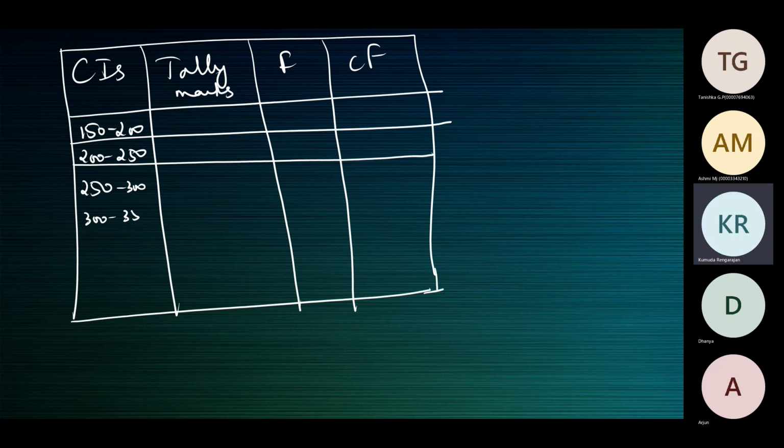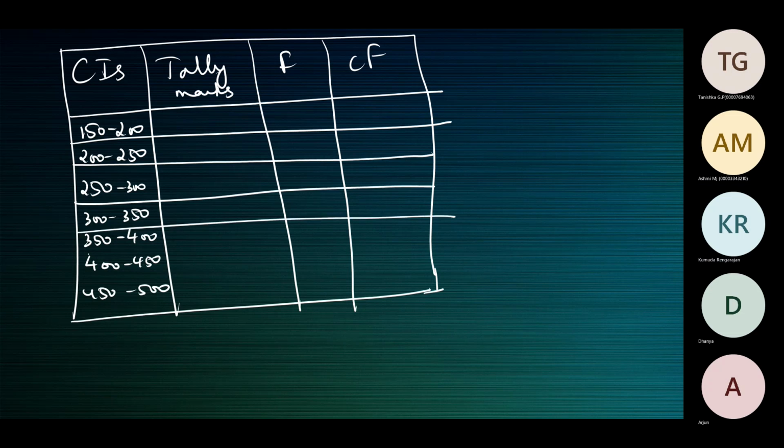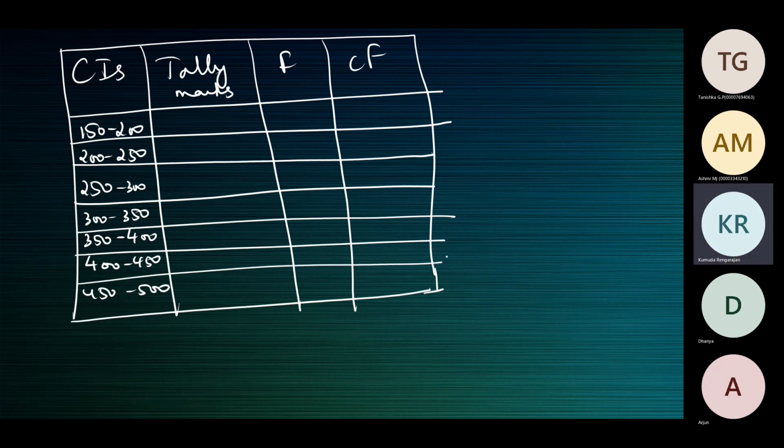Completed, ma'am. Very good. Which is the last class interval? Danya? 450 to 500, ma'am. Very good. Yes, Danya, what are the frequencies? 5, 3, 5, 6, 8, 7, 1. Perfect.